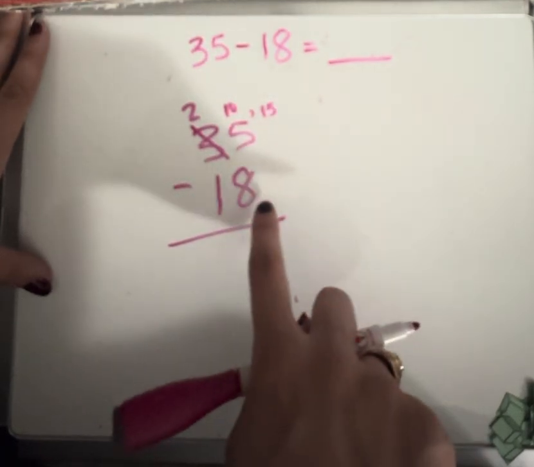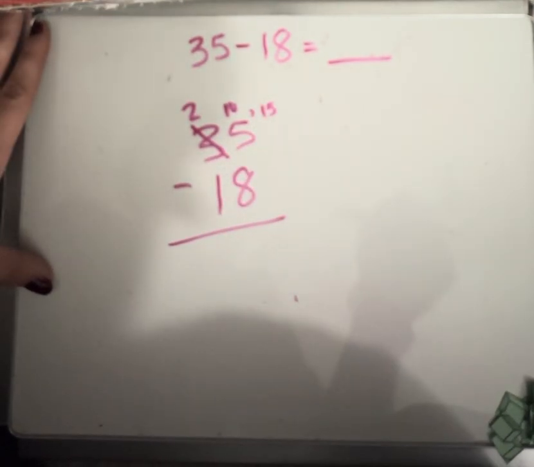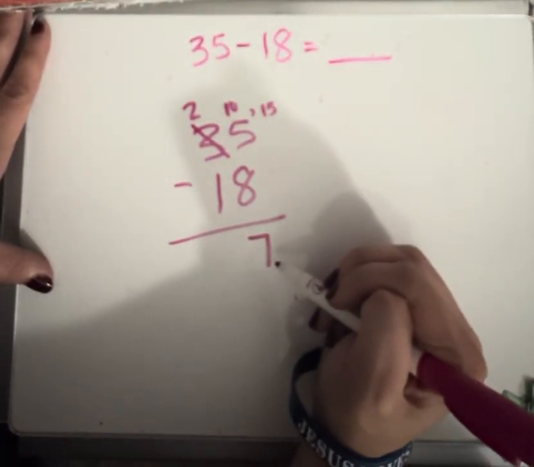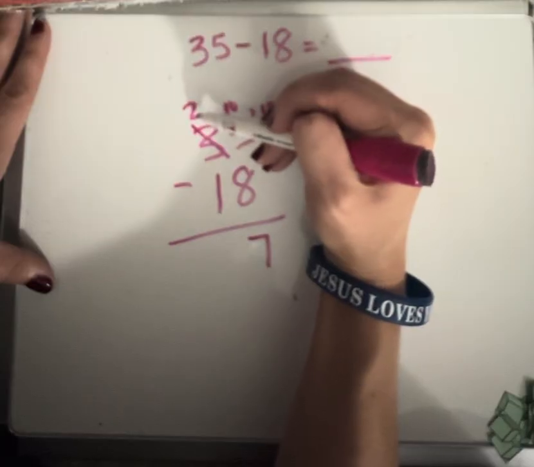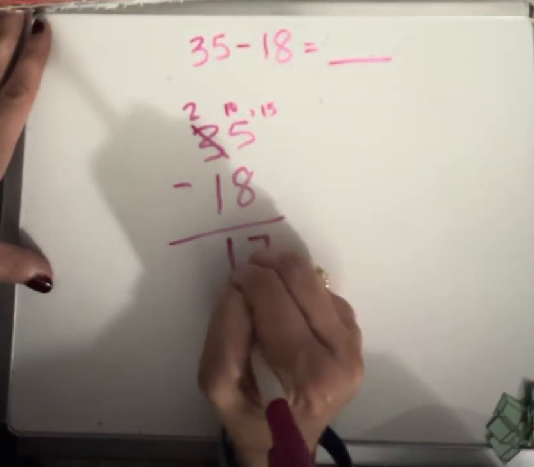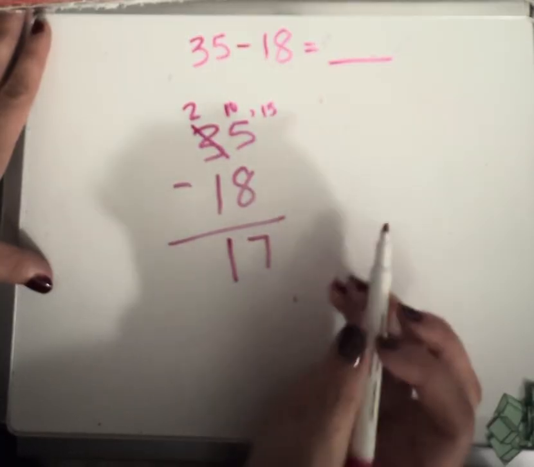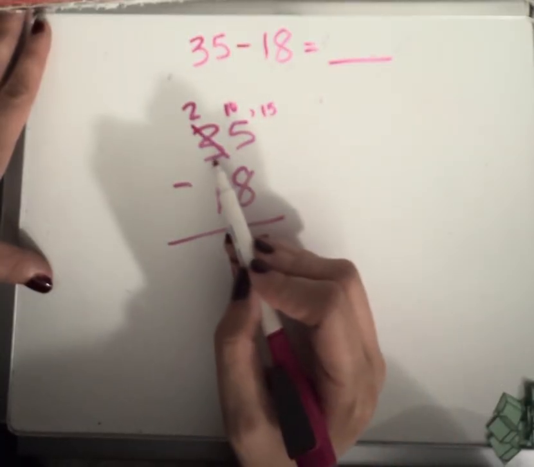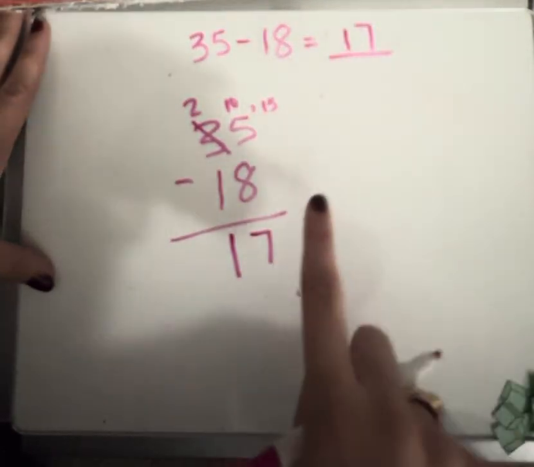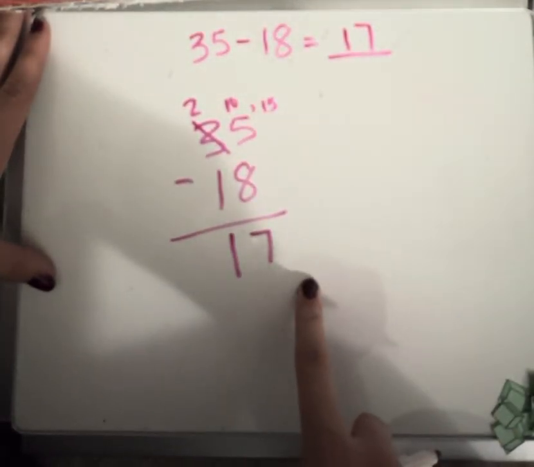So now looking at this, what is 15 minus 8? Yes, you're right, it is 7. So now we know we have 7 ones left, and now what do we get when we take 1 away from 2? We know that we are left with 1. So after looking at this equation, we know that 35 minus 18 is equal to a difference of 17, which is shown abstractly using this kind of equation.